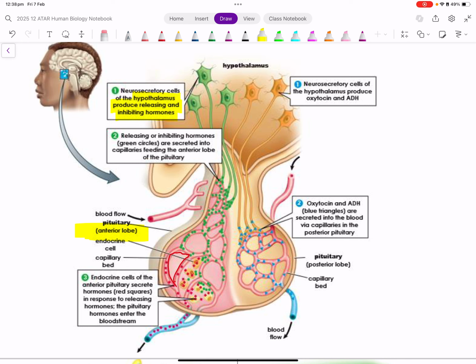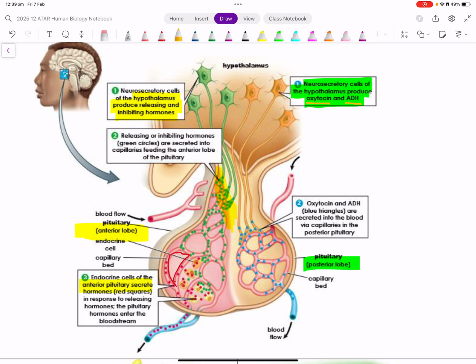They travel into the hypophyseal portal network system, and we can see that connection here. They then lead to the release of hormones from anterior pituitary cells. And these hormones are not the same as the inhibiting or releasing hormones secreted by neurosecretory cells. On the right-hand side of the diagram, we have the posterior lobe of the pituitary gland. And here, as we just mentioned, neurosecretory cells of the hypothalamus produce 2 particular hormones, those being oxytocin and antidiuretic hormone.